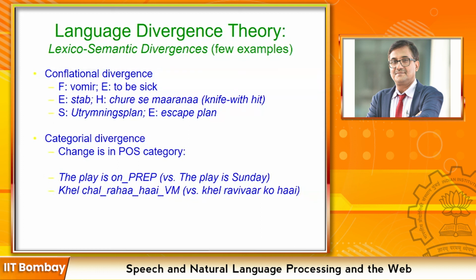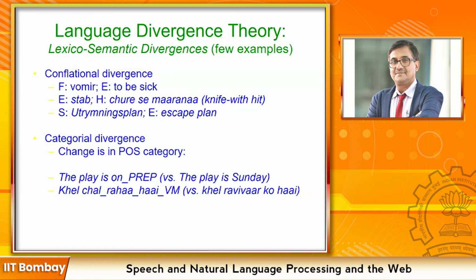Then categorical divergence is change in part of speech category. So the play is on. On is a preposition. And the Hindi is khel chal raha hai. So preposition has given rise to a verb. Chal raha hai. So that's very interesting.